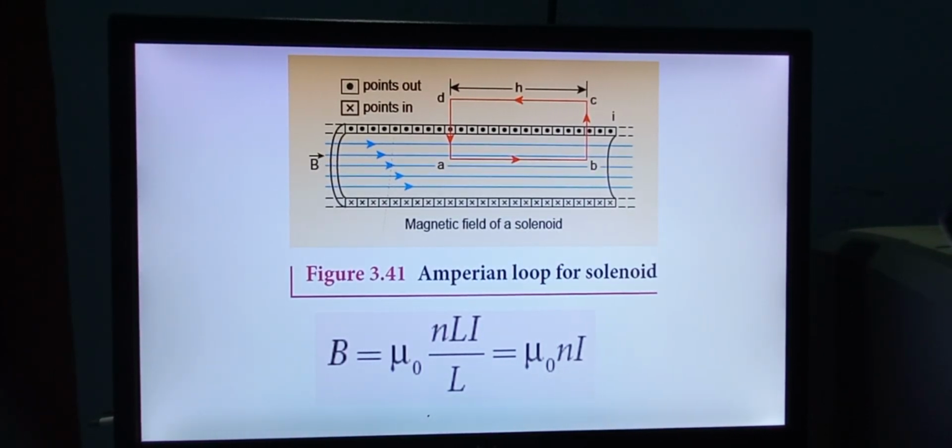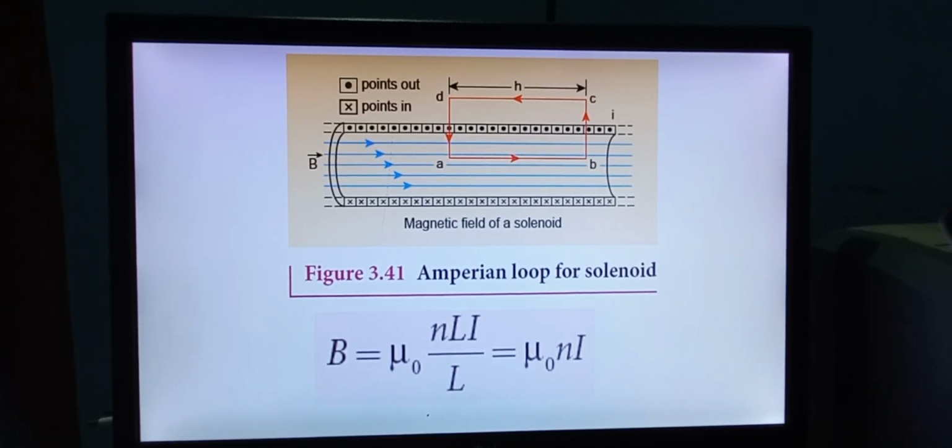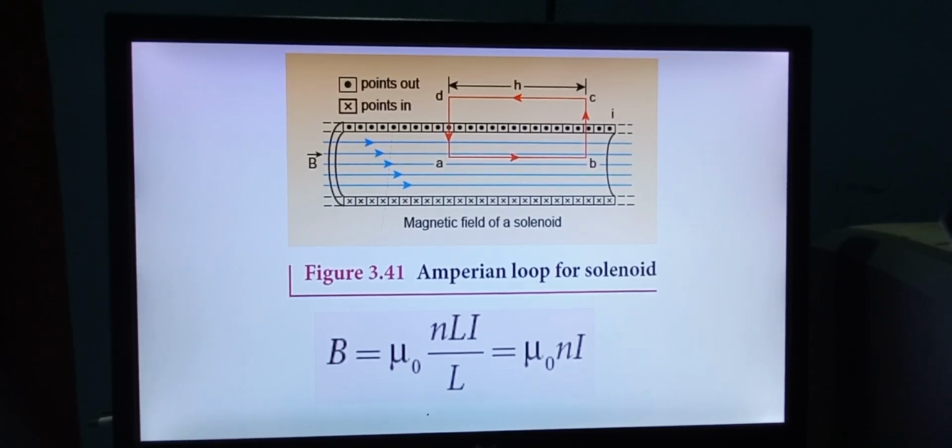Then Amperian loop for a solenoid, that is, the magnetic field of a solenoid. The diagram with points out, points in, and the formula, that is, magnetic field B will be equal to mu naught into n L I by L. Here L and L get cancelled, so you will get B will be equal to mu naught n I.